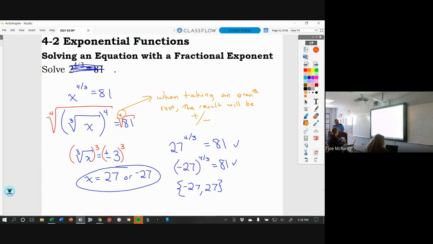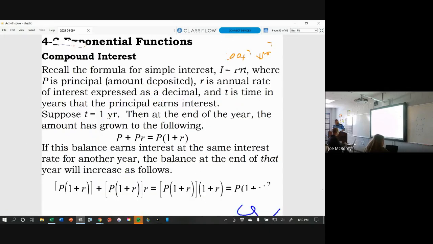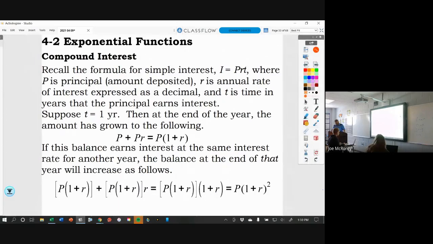Next problem. We're going to talk about money. A long time ago, you probably saw the formula I equals PRT. Interest is equal to principal times rate times time, where time is in years. And then later on, we kind of add to that. That is simple interest. A lot of times, interest is not simple.